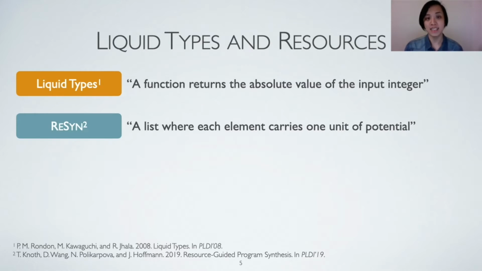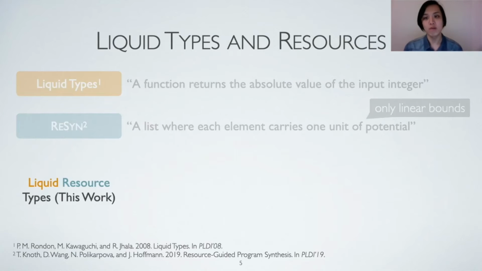Resource-aware ML augments an existing liquid type system with a simple construct. Types can be annotated with potentials. For example, a list where each element carries 1 unit of potential. Potentials can be used to pay for the cost in the program. So if a function consumes all the potential in the list, the cost bound is linear in the length of the list. A major limitation of this type system is that it only supports linear bounds.